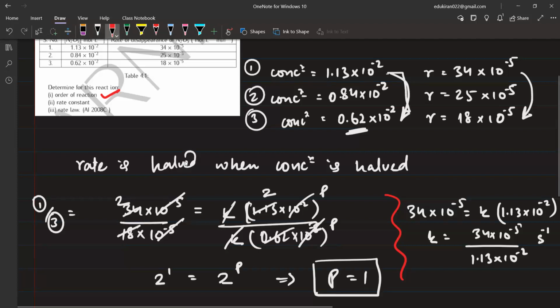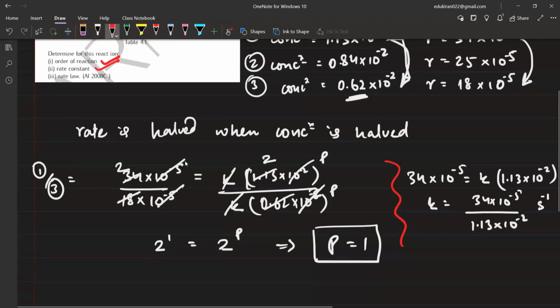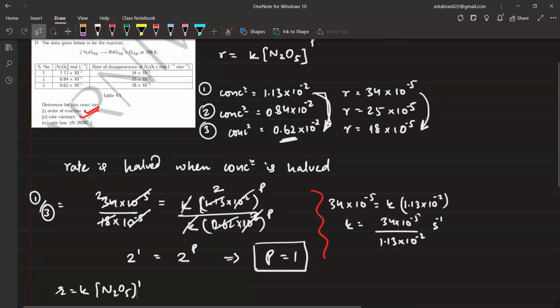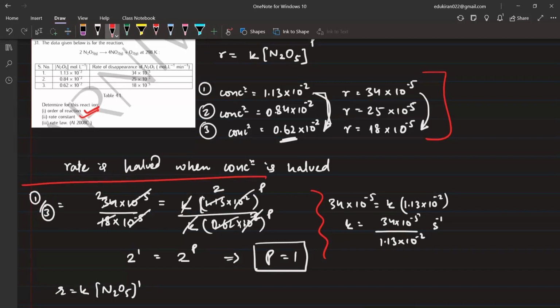So order of reaction is done. Solve this, and you will get the rate constant. When you have got the order, then you can write the rate law expression as R equals K into the concentration of N2O5 to the power 1. Okay. Write this question from here. We have written this data here. Write this 1 divided by 3. This is more important.